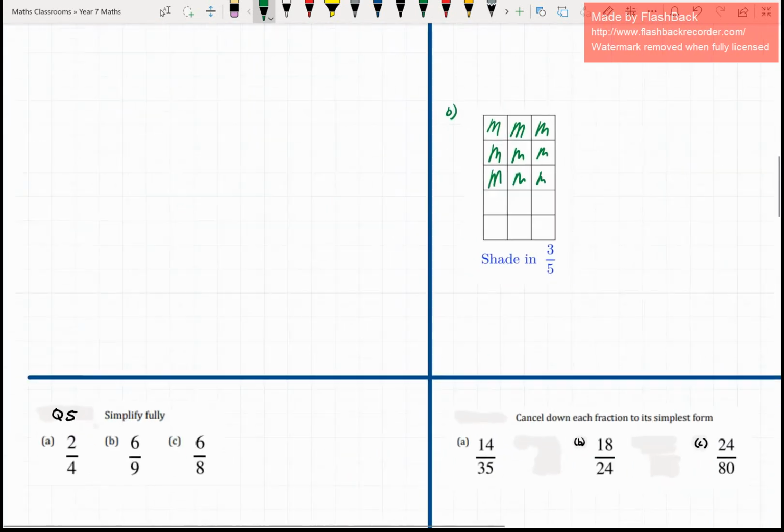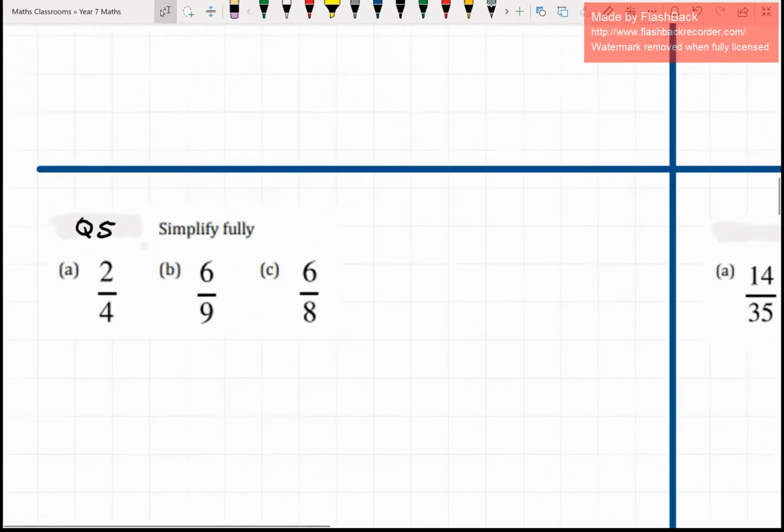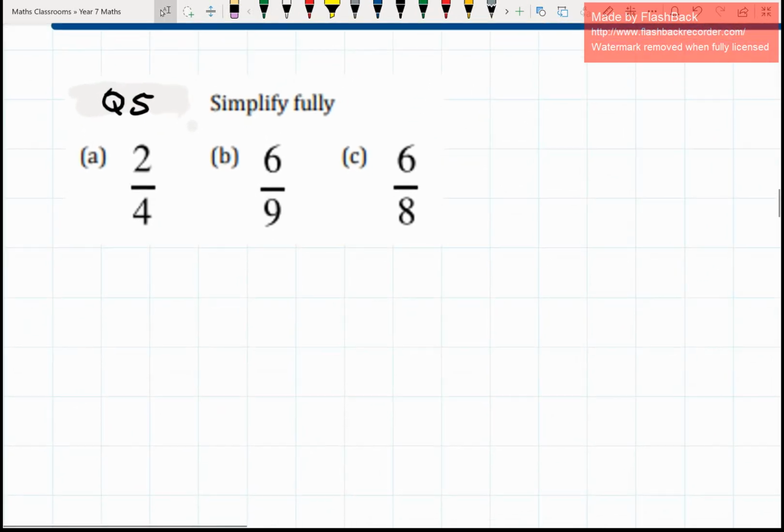So now we're simplifying fractions. So we're trying to make these fractions into the smallest amount that we can. So for the first one, I have to find a number that goes into both. For me, that's going to be 2. I often halve them for a start.